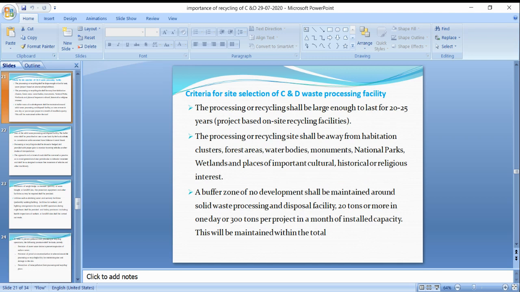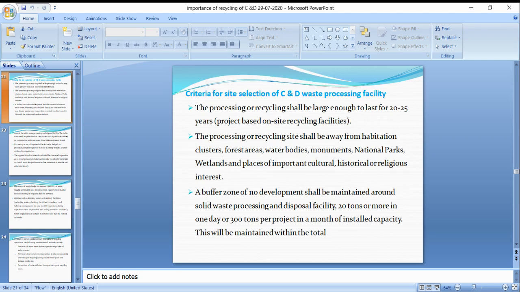We have already seen the criteria for how to see a site. In that we have seen how to select the site for the C&D waste processing facilities. The processing facility for recycling shall be large enough to last 20 to 25 years. So we have to select a site that will last 20 to 25 years, so that the project and on-site recycling facilities can keep going.